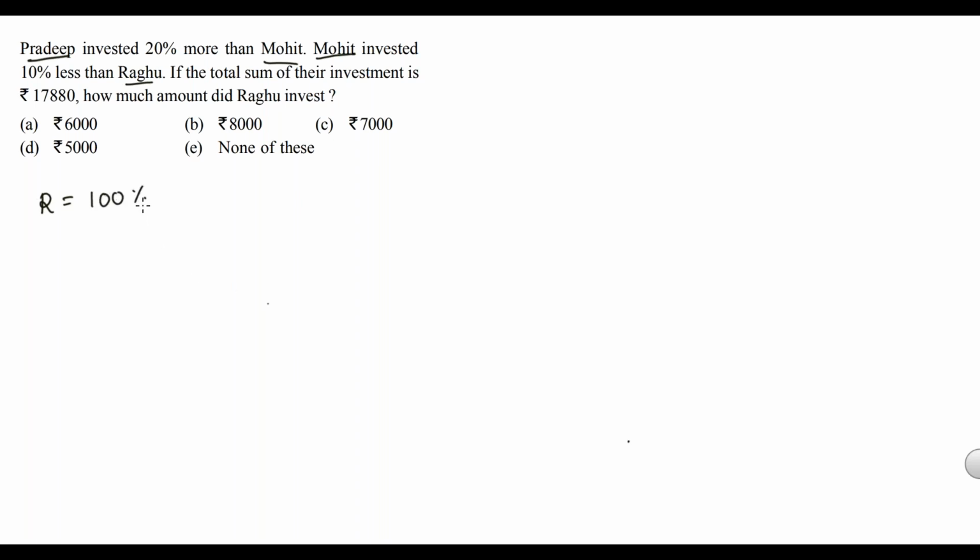The investment of Raghu is 100%. If Raghu's investment is 100%, then we have this data. Mohit invested 10% less than Raghu. Then what should be Mohit's investment? 90%.